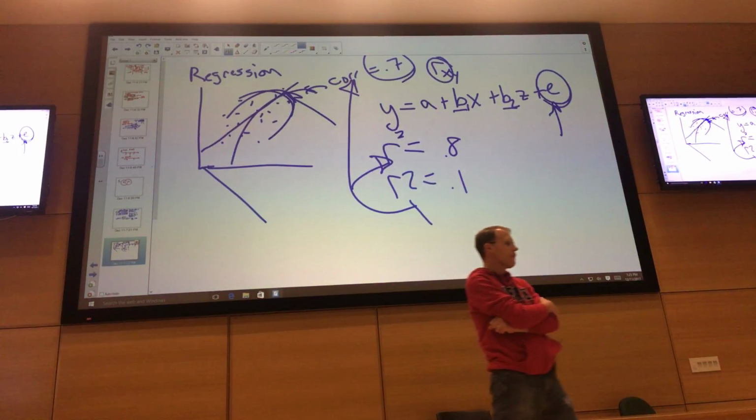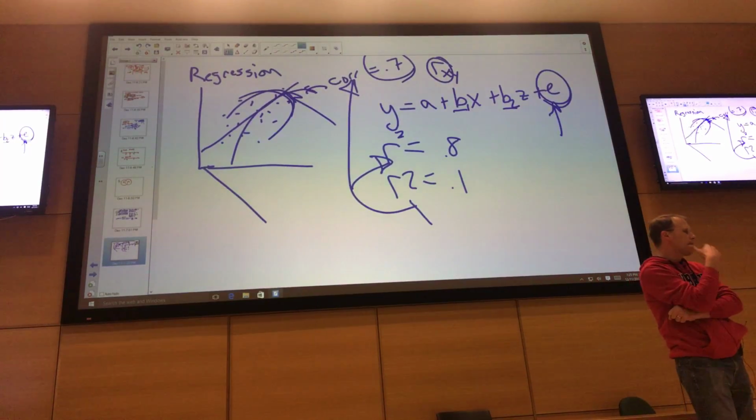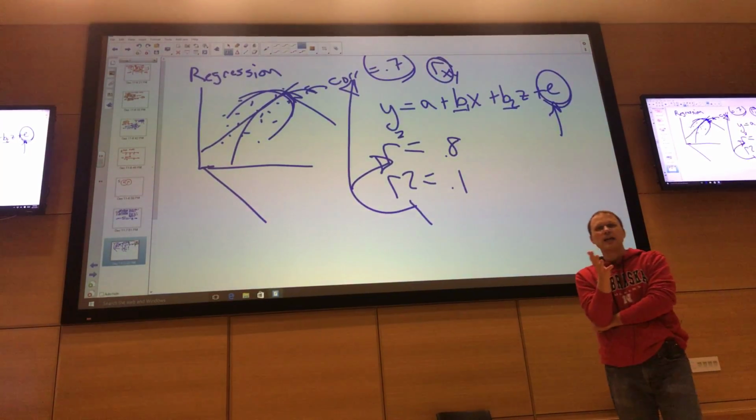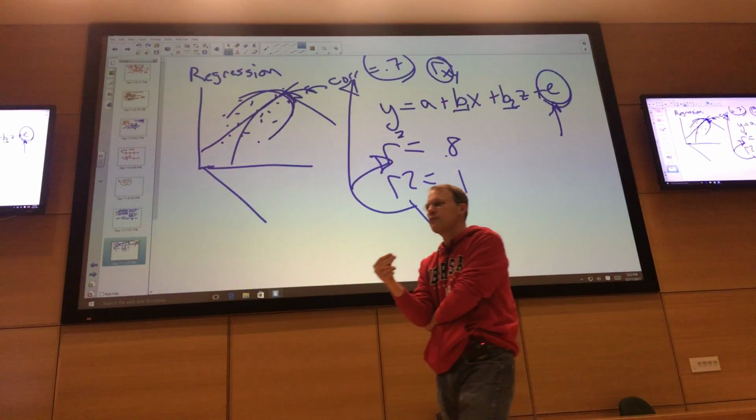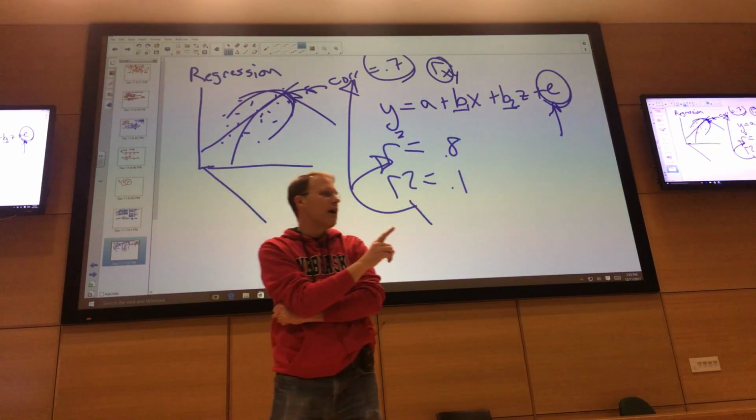Why are the sample variance and sample standard deviation divided by n-1? Okay, can anyone answer that for me? Why are sample variance and sample standard deviation, what should they be divided by?